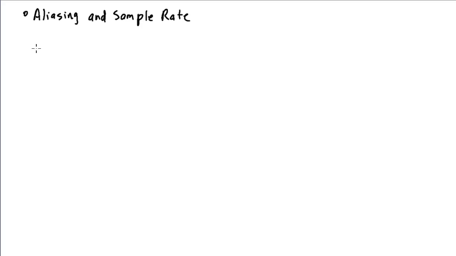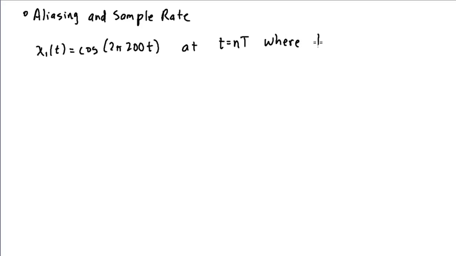So let's first consider x1 of t, a continuous time sinusoid that has a frequency of 200 hertz, and I'm going to sample at t equal to n times capital T, where T is 0.001 seconds, or 1 millisecond. Okay.